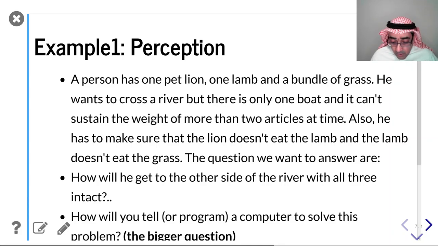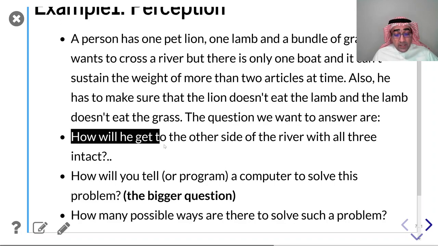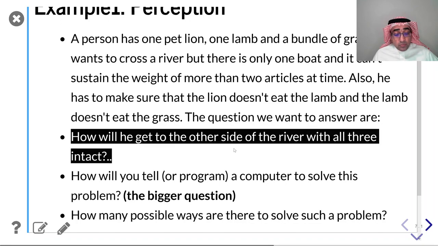Okay, so this is a problem that most of you might have played with your friend or something like that. So I'm going to start with this. So basically what we want to do, we want to take the sheep, the lion, and the grass to the other side. However, we have to take one item at a time because I am going to be sitting and rowing the boat, or you are going to be sitting and rowing the boat. So you can only take one item at a time, and we would like to take everything without the lion eating the sheep, without the sheep eating the grass. Okay, so the question then will become, if you can, how will we get to the other side? So this is the first question that we're going to answer.